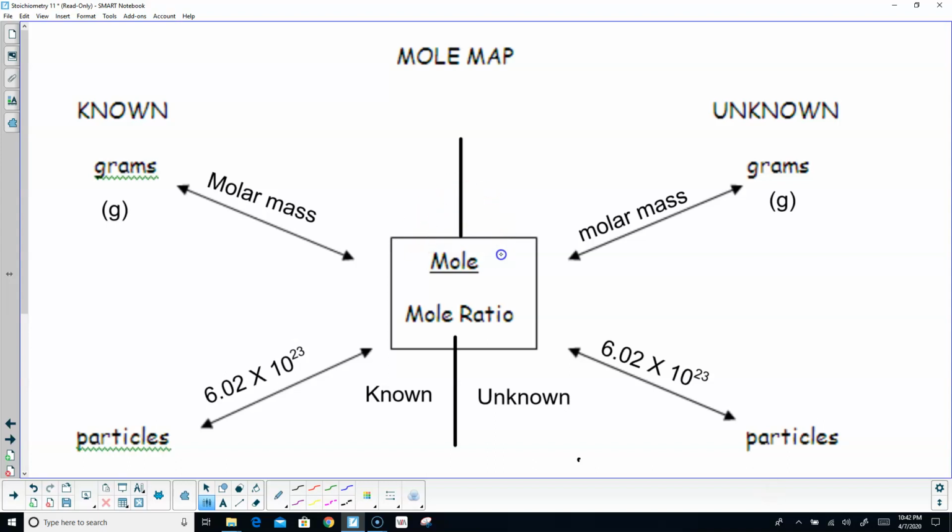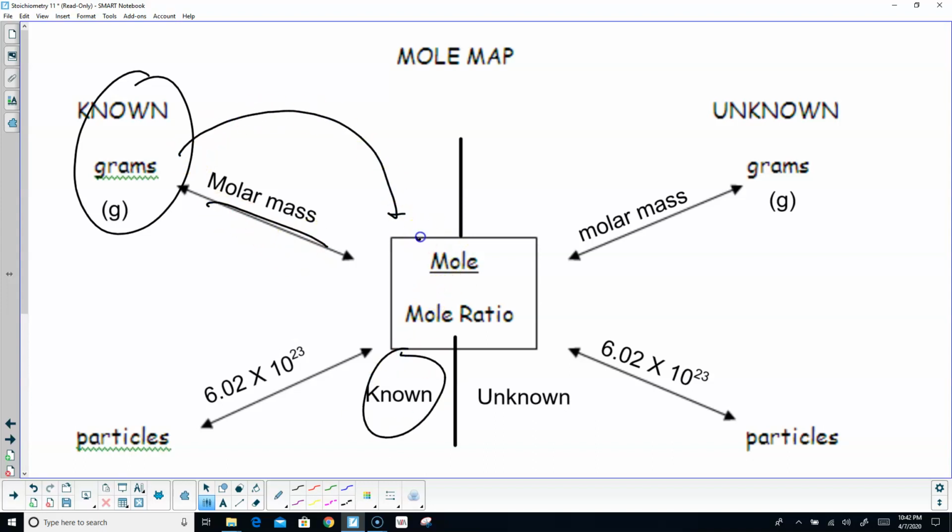And so basically how this works, if I'm doing mass to moles, I know the mass of the known. I have to first use the molar mass to get to moles of the known, and then I do my mole ratio, just like yesterday. So this is just two steps. I do the molar mass first, then the mole ratio.